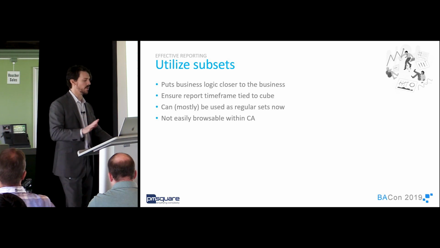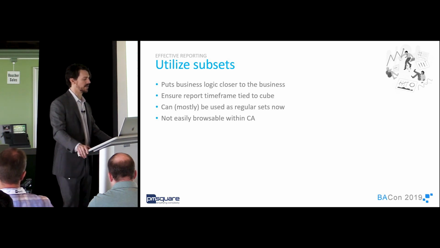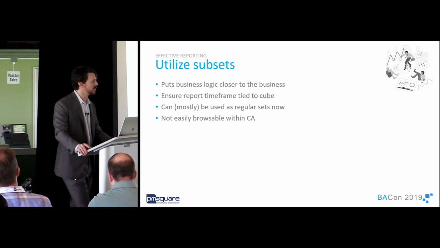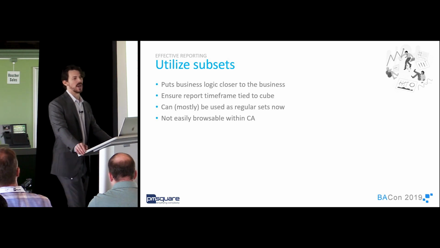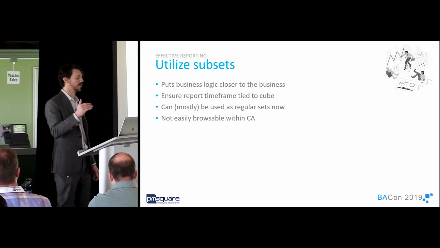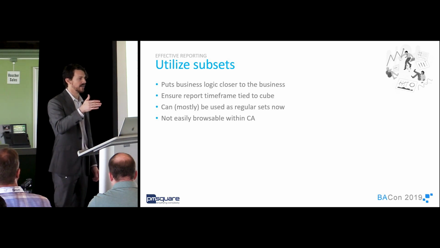As I mentioned, they can mostly be used as regular sets now. I won't promise you that you won't find any gotchas, but the various things that I was trying to do with subsets, IBM was able to address, and they were now working as regular sets. One limitation here is that they're not easily browsable within Cognos Analytics. What I mean by that is you can't expand them in the member tree, unfortunately, when you're working with subsets. So you just see a name of a subset. You don't know what's inside it.